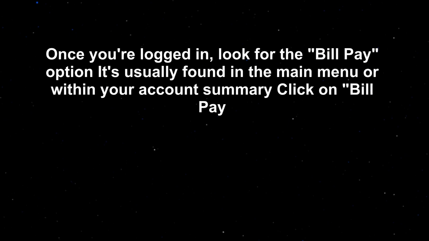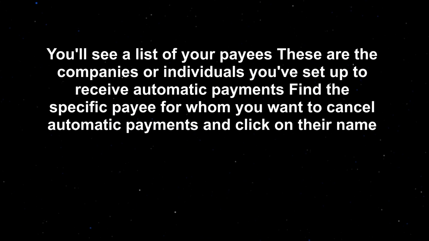It's usually found in the main menu or within your account summary. Click on Bill Pay. You'll see a list of your payees. These are the companies or individuals you've set up to receive automatic payments. Find the specific payee for whom you want to cancel automatic payments and click on their name.